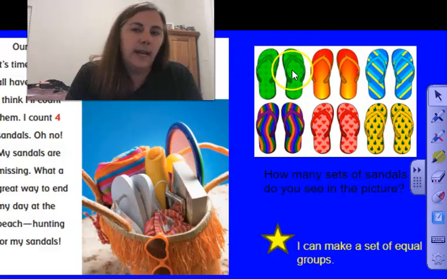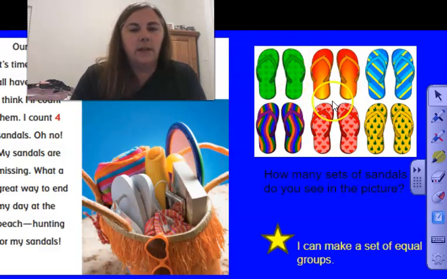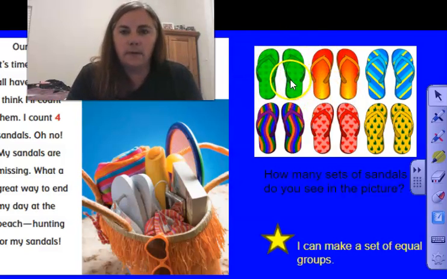So if they're the same, that makes a set. So each set of sandals. Let's count those. So we have one green set, 1, 2, 1, 2, 3, 4, 5, 6. We have 6 sets of sandals. Each set has an equal group of 2.